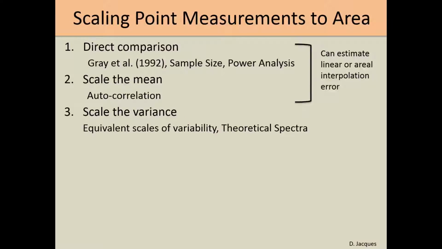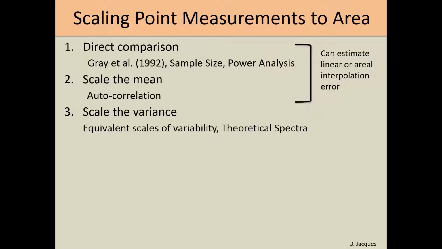So we had a look at 6 different ways to translate spatial variability to temporal variability. 3 by direct comparison, 1 in looking at scaling the mean using autocorrelation, and a couple of ways looking at the variance, where we're scaling the variance looking at equivalent scales or theoretical spectra. When looking at ways to compare means, you're also able to estimate a linear or areal interpolation error. So it gives you a sense of your uncertainty of your measurements.